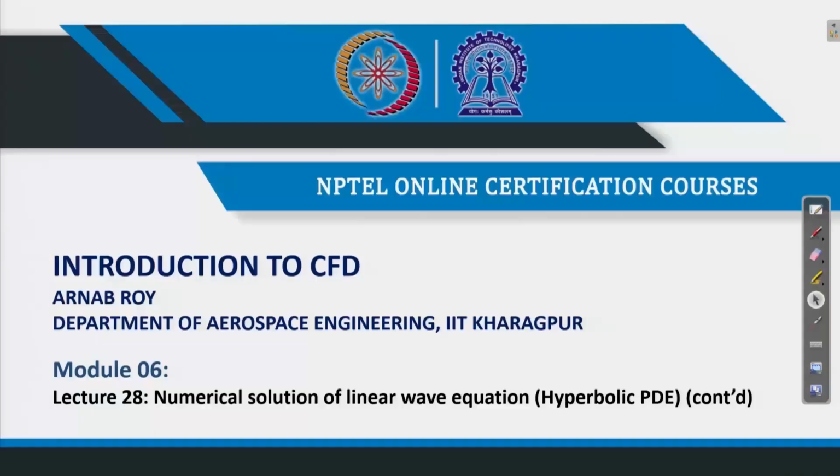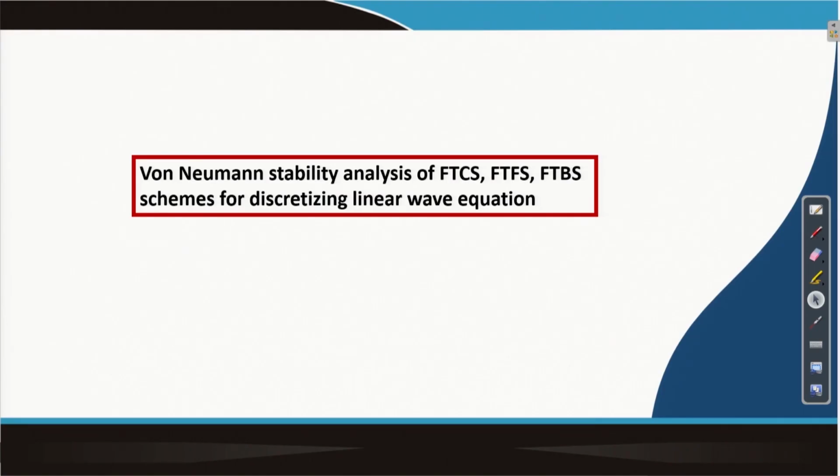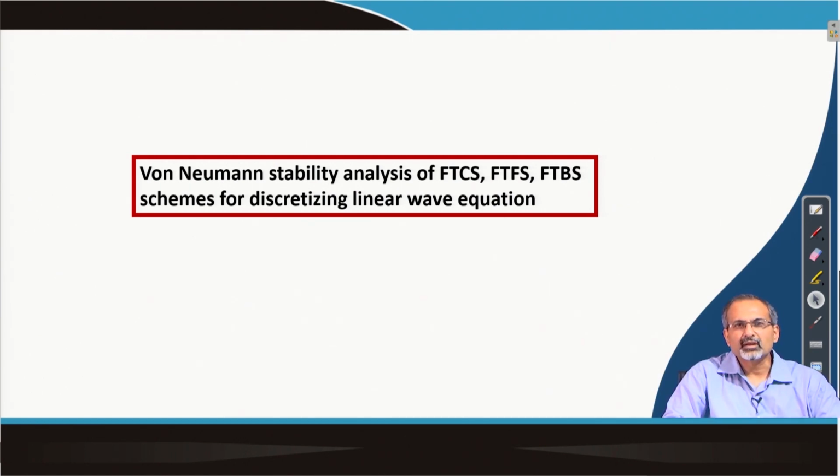We had started discussion on numerical solution of the linear wave equation in the last lecture. We will continue with the discussion today. So, we were looking at the von Neumann stability analysis for different possible discretization schemes for the linear wave equation, and to begin with we had looked at the forward time central space discretization last time.